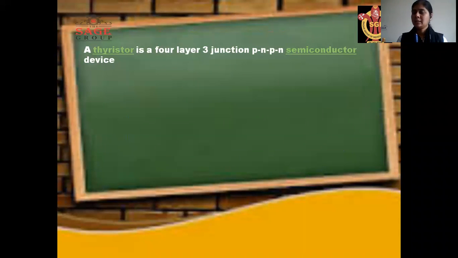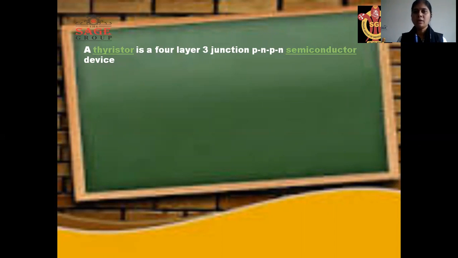SCR or a thyristor is a 4-layer, 3-junction and 3-terminal device. Four PN semiconductor layers are connected alternately and make up 3 junctions, J1, J2 and J3. It has 3 terminals, that is anode, cathode as well as gate terminal.